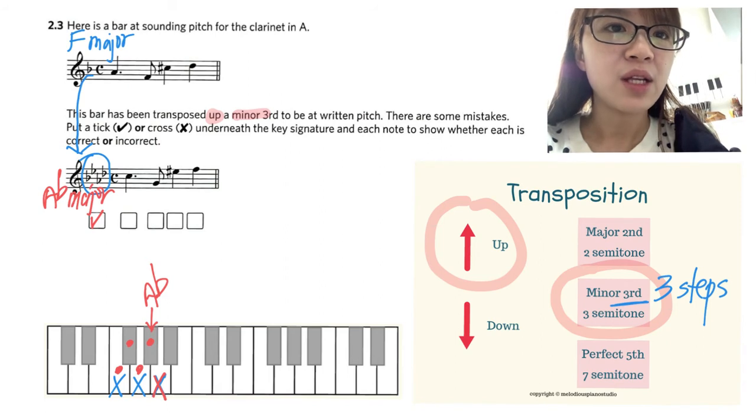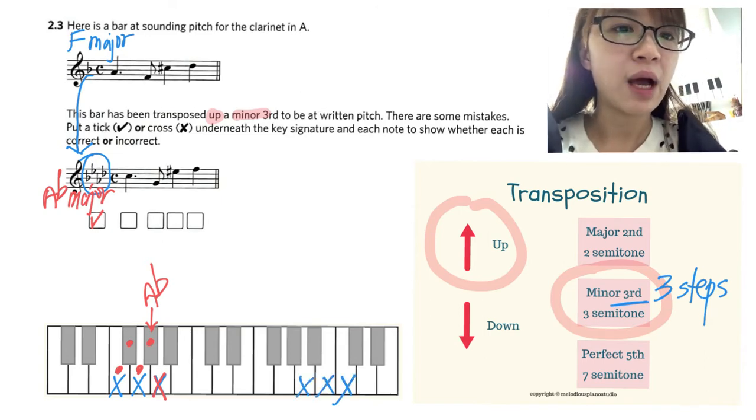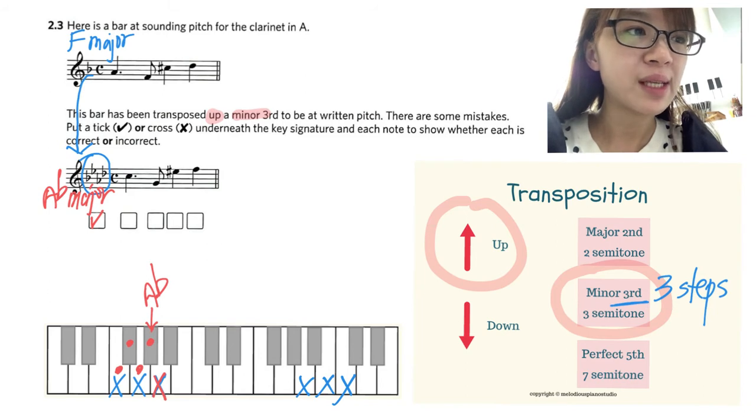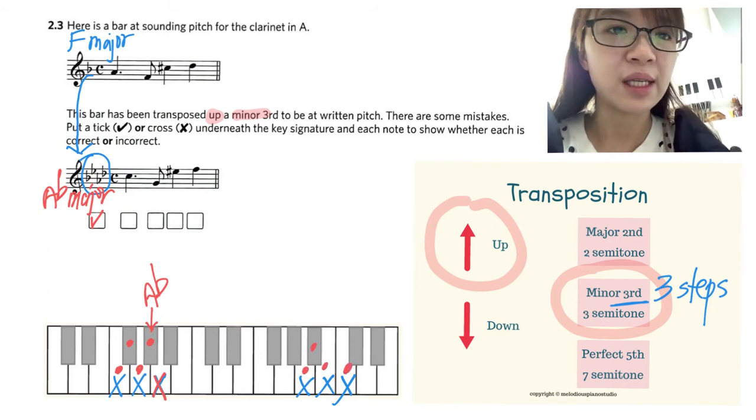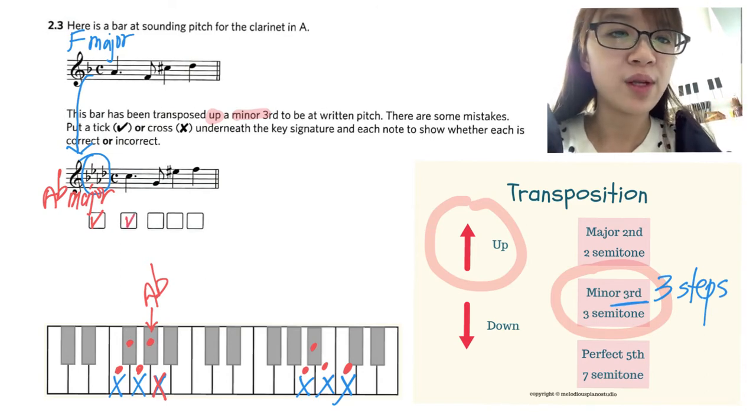A to C. So let's count 3 steps. A, 1, 2, 3. Now you count 3 semitones: 0, 1, 2, 3. It gives you C. It's correct. Followed by the next one.